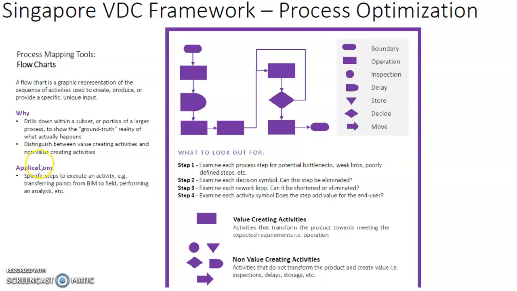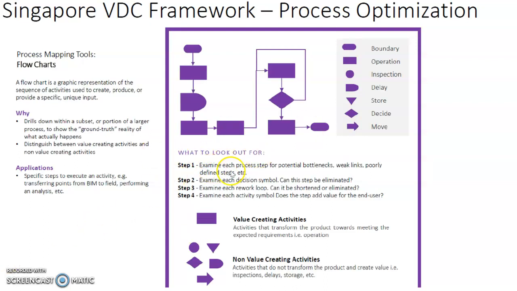In terms of applications, you can have specific steps to execute an activity. For example, transferring points from the BIM to the construction site, performing an analysis, and so on and so forth. Now, typically, we use some of the legend here in order to create a flowchart for a process. And once the process is created, we will need to look out for certain things.